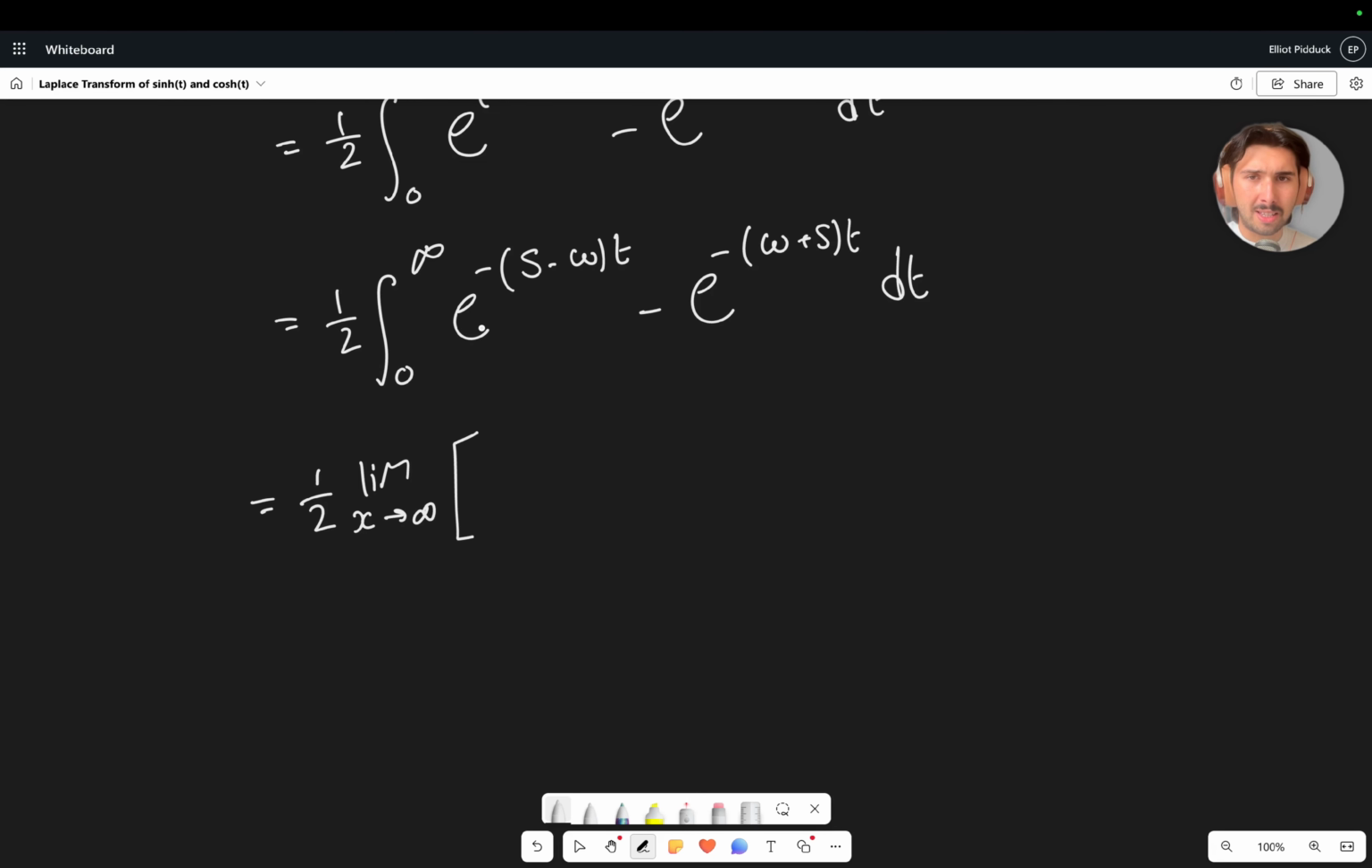So the integral of e to the minus s minus omega t is minus 1 over s minus omega times e to the minus s minus omega t. And then the other one, the two minuses will cancel, so plus 1 over omega plus s, e to the minus omega plus s, t, from 0 to x. Okay, so that's why I've introduced the limit, because technically this is a more formal way to deal with an improper integral.